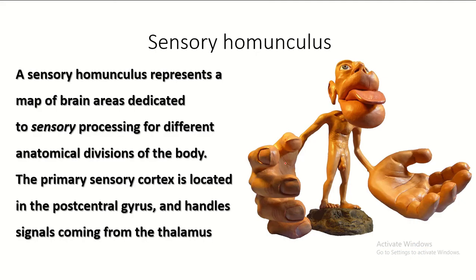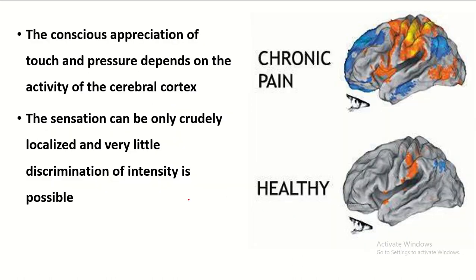This is the sensory homunculus. Here you see for the hand, for the tongue, for the face, most of the sensory area of the brain is used, and for the rest of the body very small areas of the sensory cortex are used. The conscious appreciation of touch and pressure depends on the activity of the cerebral cortex. The sensation can only be crudely localized and very little discrimination of intensity is possible.